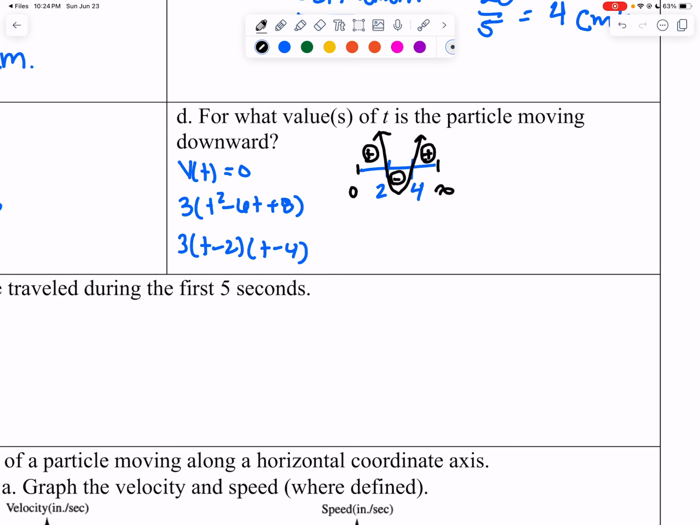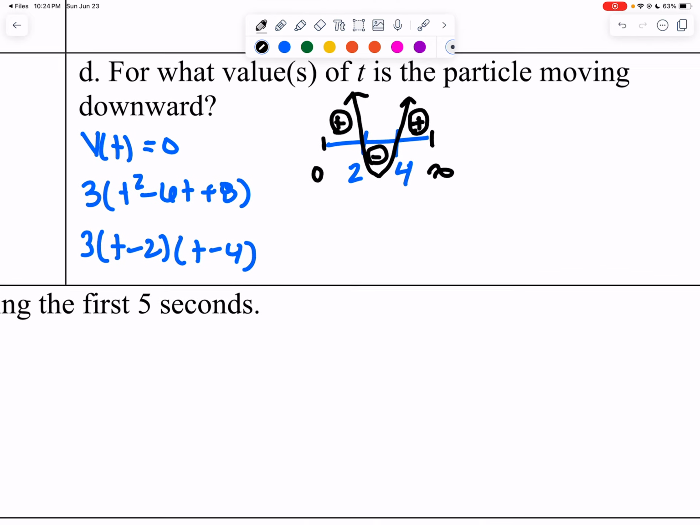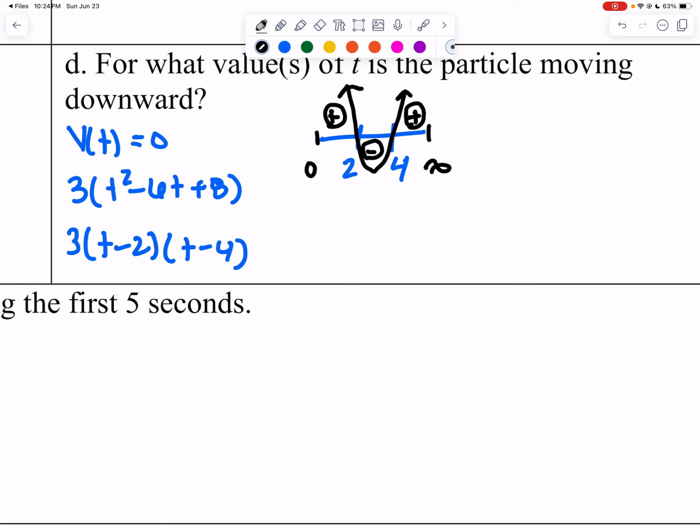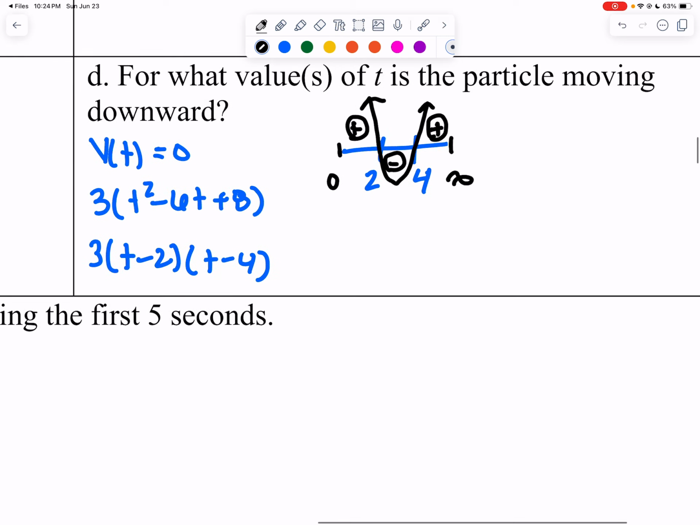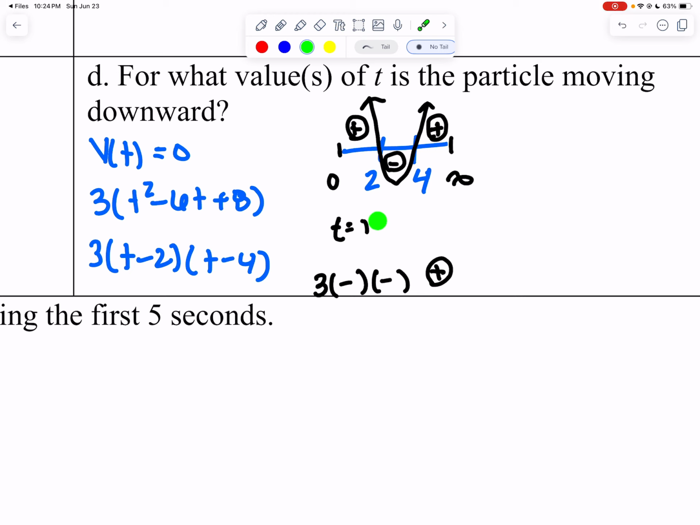Obviously, if you had a weird function, you're just going to pick an arbitrary value between 0 and 2, 2 and 4, and 4 to infinity, and see if it's positive or negative. So for example here, if I were to plug in, let's say t is equal to 1, I'm going to get 3 times some negative value, because 1 minus 2 is going to be negative, and then 1 minus 4 is going to be negative. A negative and a negative is going to be a positive. Notice how I don't really care about my function value at t is equal to 1. I only care about whether it's positive or negative.